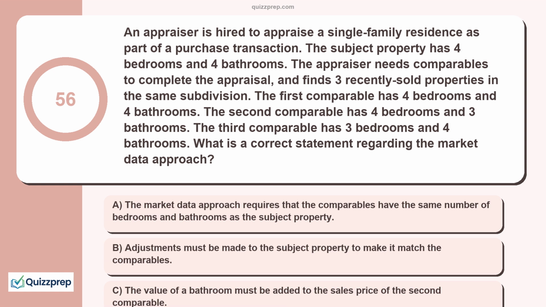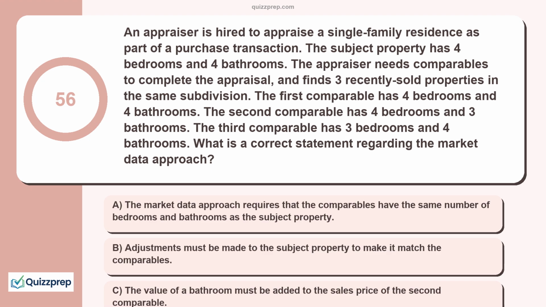Question 56. An appraiser is hired to appraise a single-family residence as part of a purchase transaction. The subject property has 4 bedrooms and 4 bathrooms. The appraiser needs comparables to complete the appraisal, and finds 3 recently sold properties in the same subdivision.